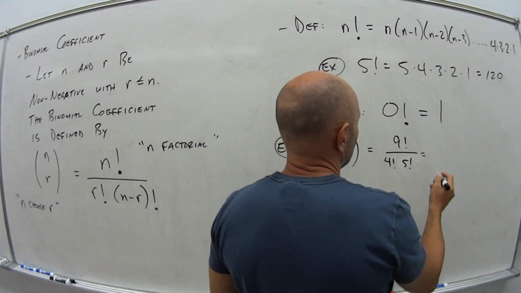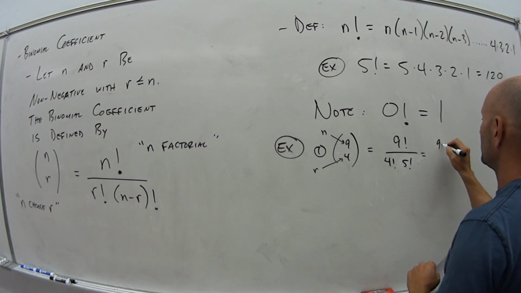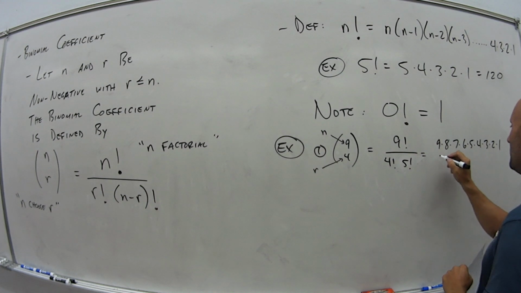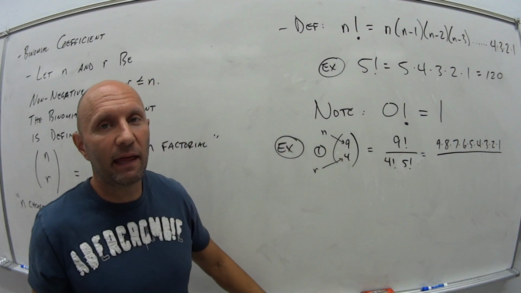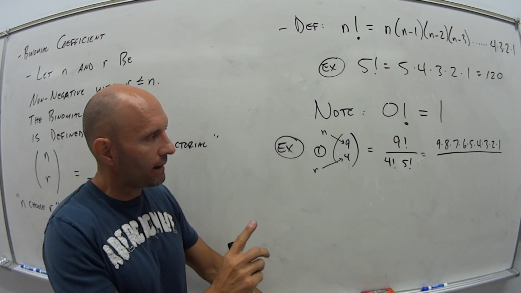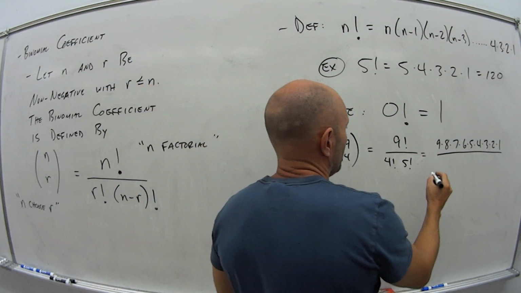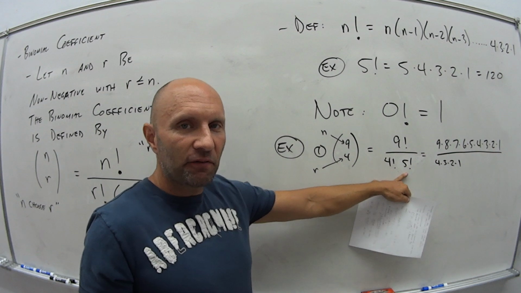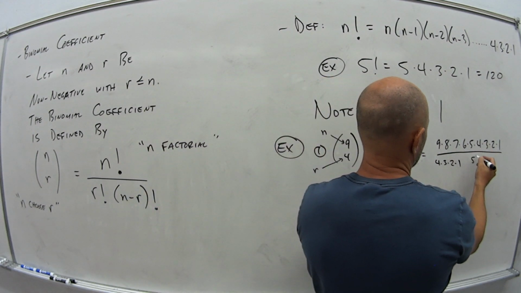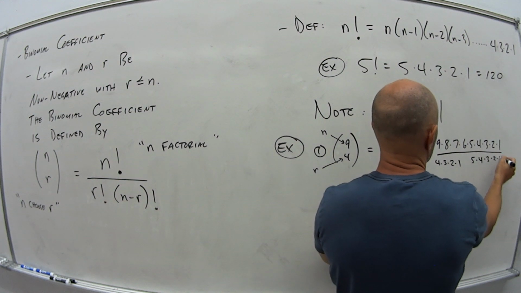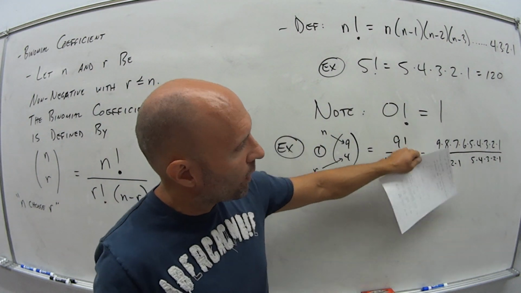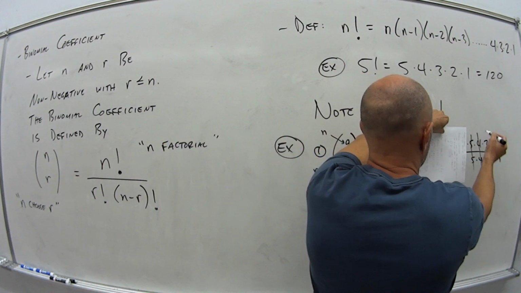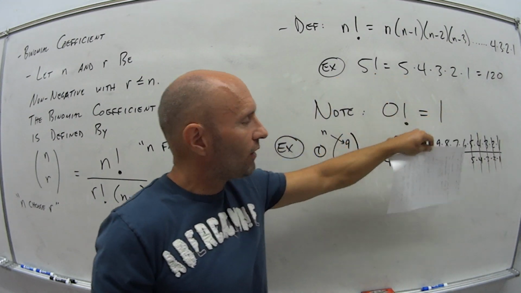So if I were to expand this out, I get 9 times 8 times 7 times 6, 5, 4, 3, 2, 1. I don't want to multiply that out, and I'm not going to have to. Here, I'll show you. 4 factorial is 4 times 3 times 2 times 1. 5 factorial is 5 times 4 times 3 times 2 times 1. What happened here at the end? I have the same numbers over the top of each other, 4, 3, 2, 1, so they all cancel out.